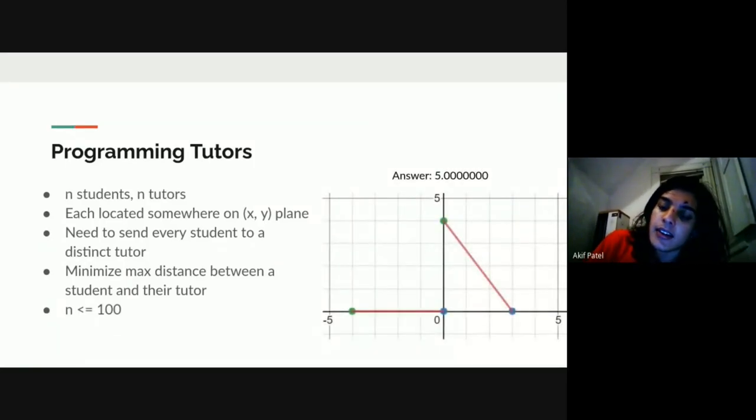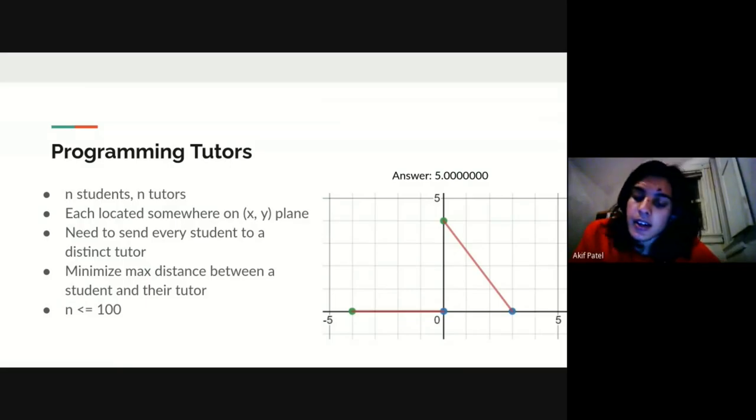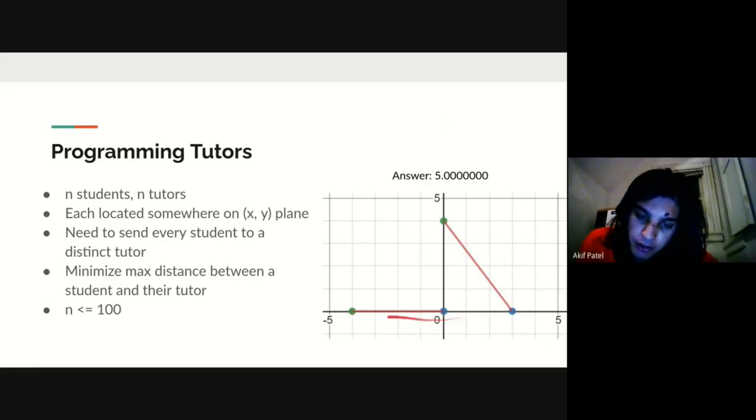And this is an example. If the green guys are students and the blue guys are tutors, the best we can do is 5 by doing this pairing. So both have to walk a distance of 5, I think. Right? Because 3 and 4 and 4. Oh, no. This is only 4 and this is 5.